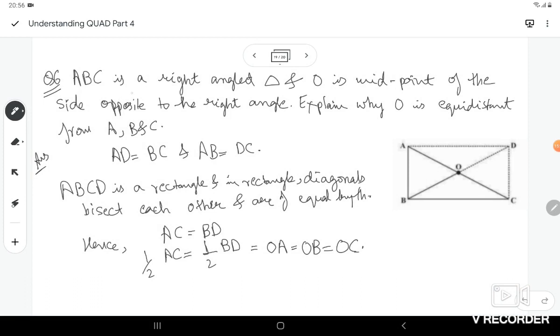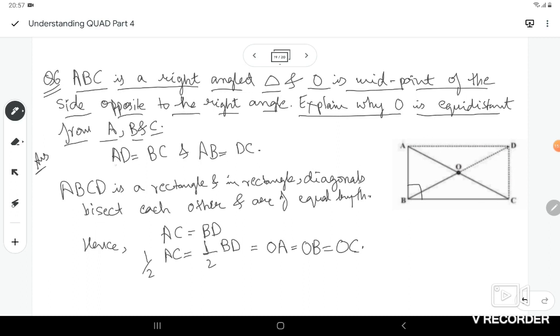Moving on to the last question of the chapter as well as exercise 3.4. It says ABC is a right angled triangle and O is the midpoint of the side opposite to the right angle. That is like this. So we have to explain why O is equidistant from A, B and C. And point D is given for reference to make it easier so that we can visualize the rectangle.